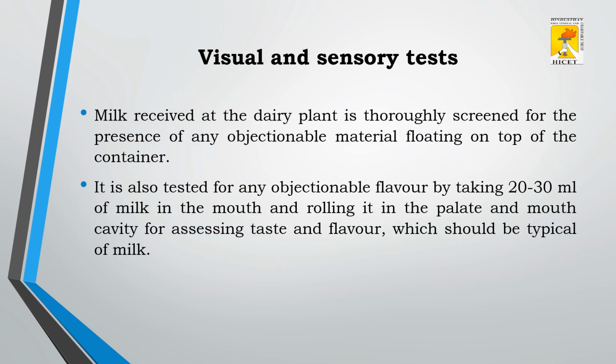The first quality test we are seeing here is the visual and sensory test. The milk received at the dairy plant is thoroughly screened for the presence of any objectionable matter floating on the top of the container. Usually the raw milk, which is stored at 4 degrees Celsius in the reefer vans, is taken for observation, that is 20 to 30 ml of milk. If it contains any objectionable flavor, it can be discarded, and if it does not contain any objectionable flavor, it can proceed for processing. This is the basic visual and sensory test.